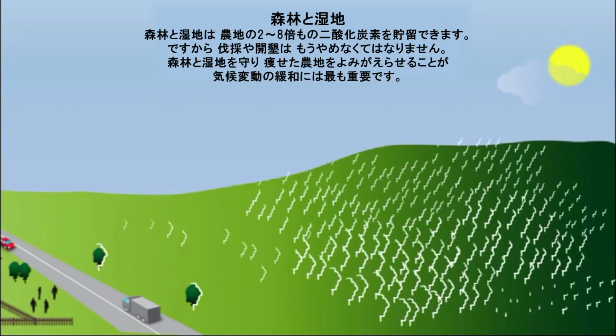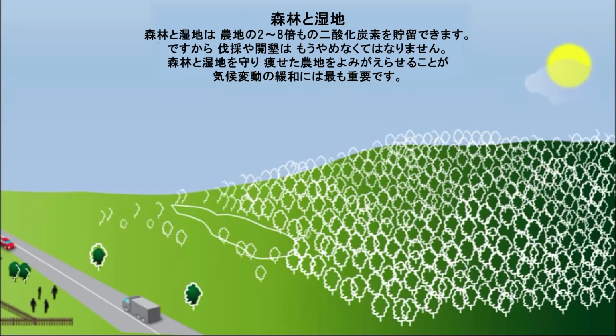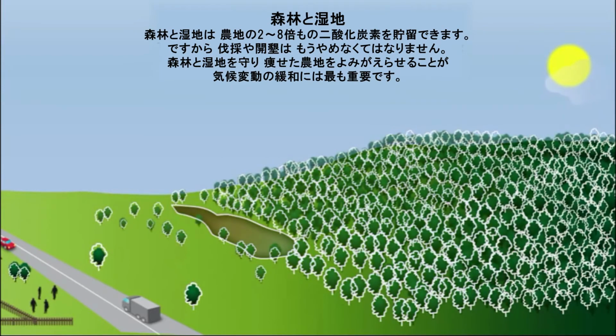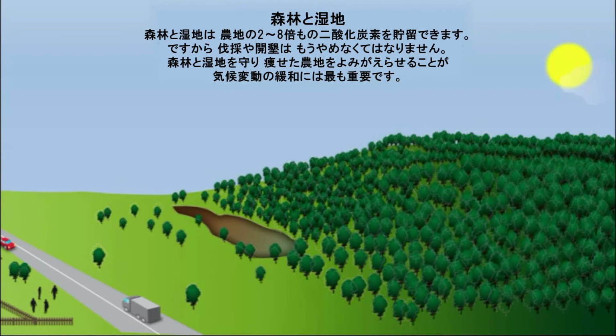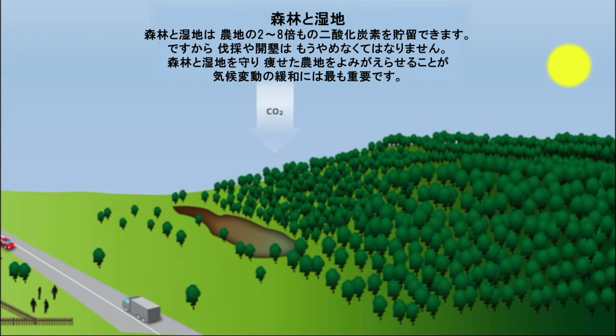Forests and wetlands store 2 to 8 times more CO2 than croplands. This is why further land use change needs to be avoided. Preserving forests and wetlands and restoring degraded agricultural land is the most important contribution to mitigating climate change.